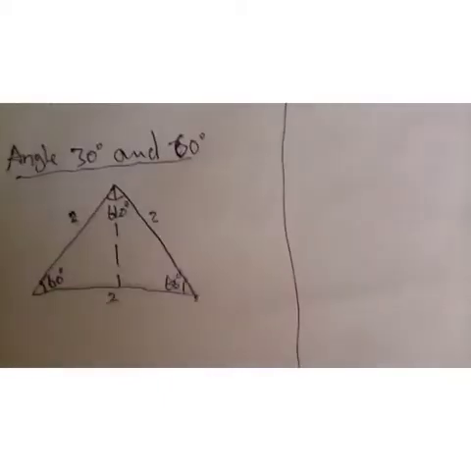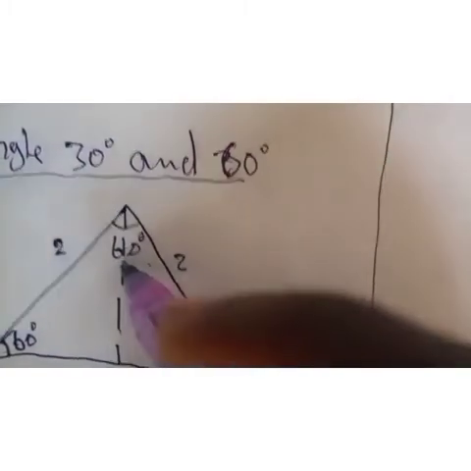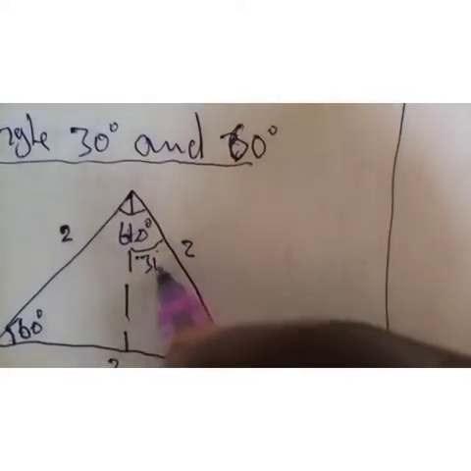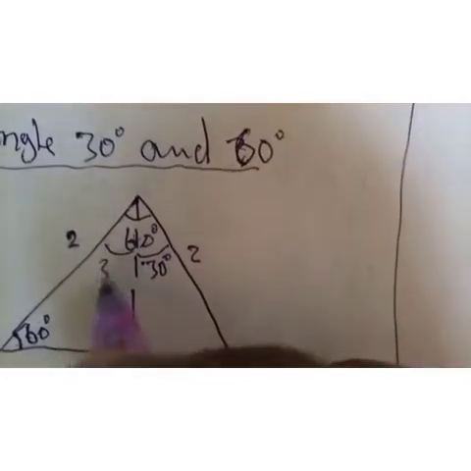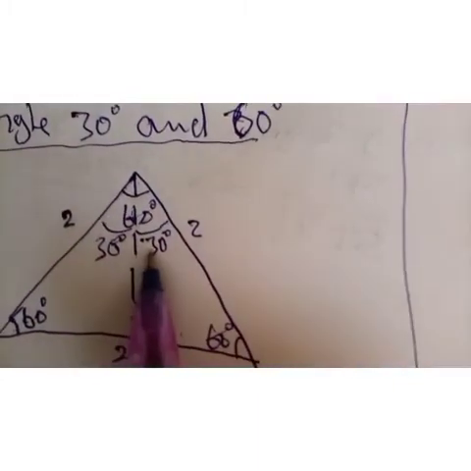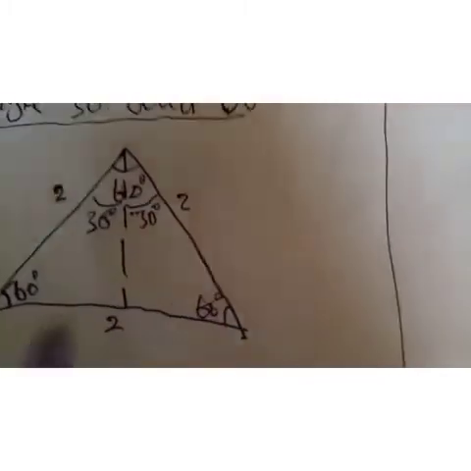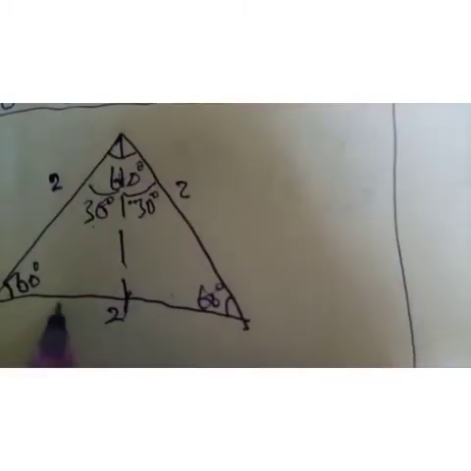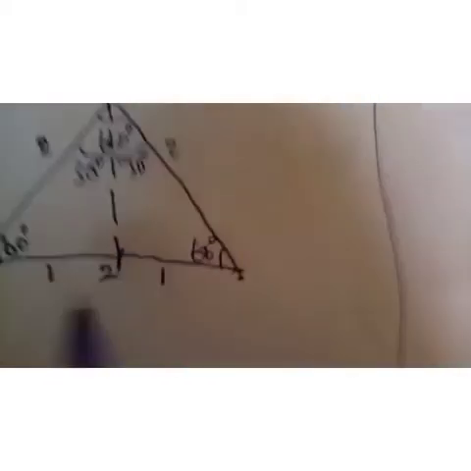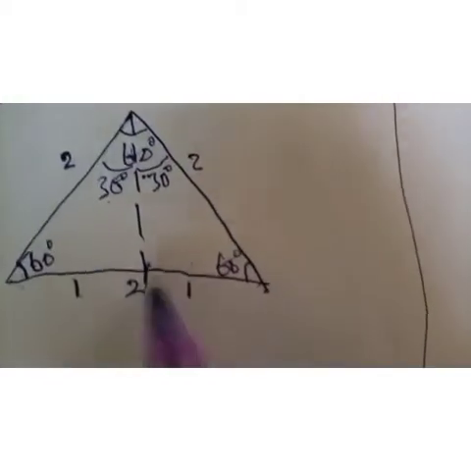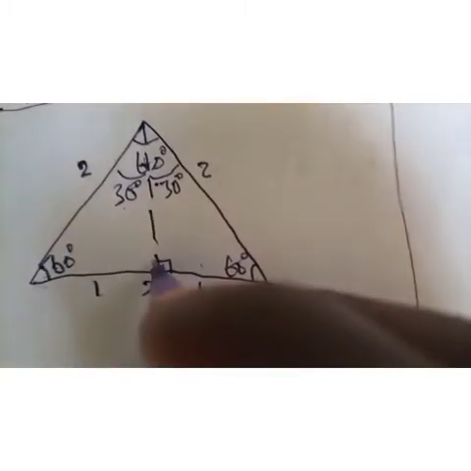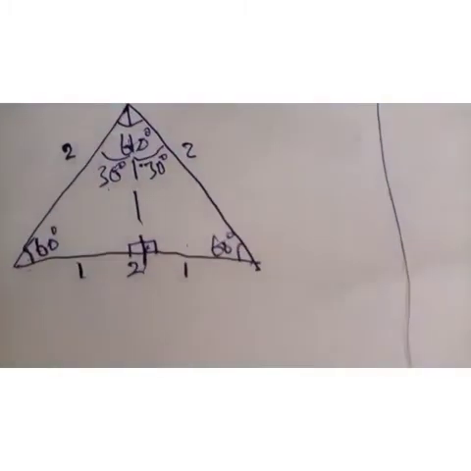So when you divide this angle, here will be 30 degree, and here will be 30 degree. You divide this 60 into 2, here will be 30 degree, here will be 30 degree. The length of this side will be 1, because from here to here is 2. So when you are dividing, here to here will be 1, here to here will be 1. The angle here now will be 90 degree.